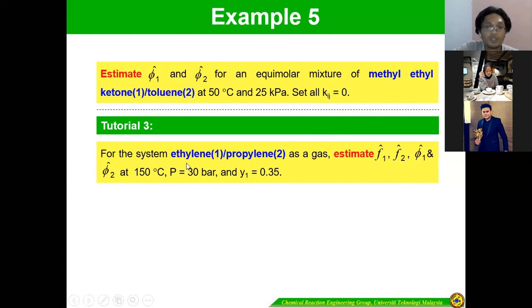This one is for the system ethylene and propylene. Estimate f_1, f_2 as well as phi_1 and phi_2 at 150 degrees C, P equal to 30 bar, and y_1 equal to 0.35. Even though this is high pressure, since our topic only covers the virial, you just use the virial equation. So guys, please do.